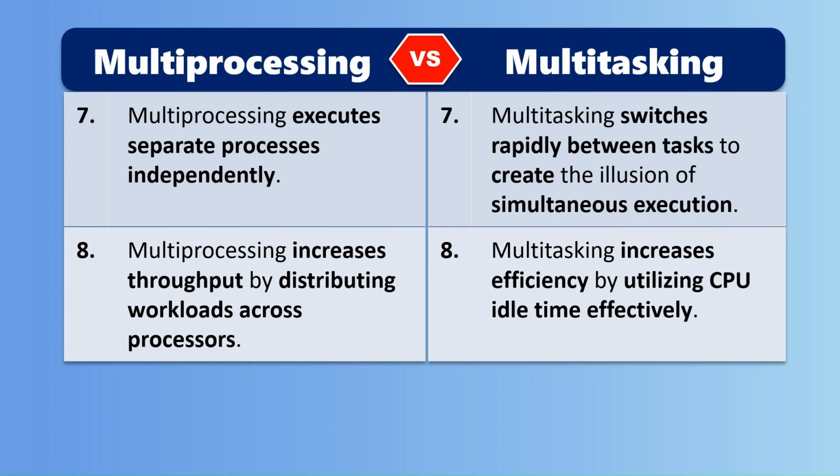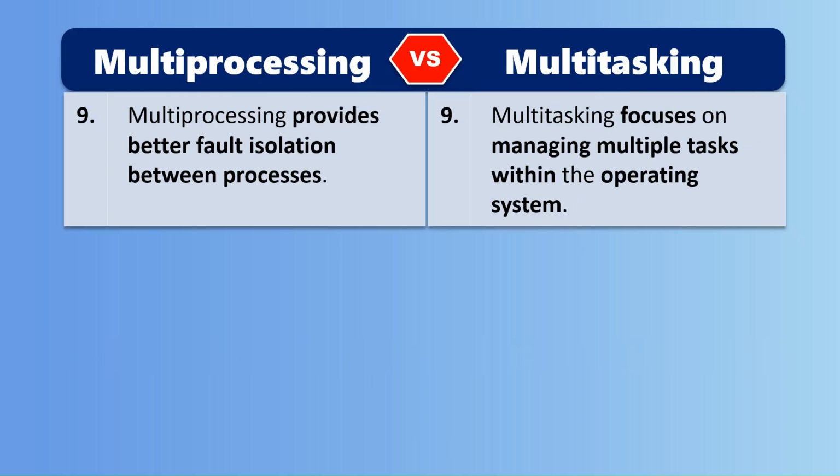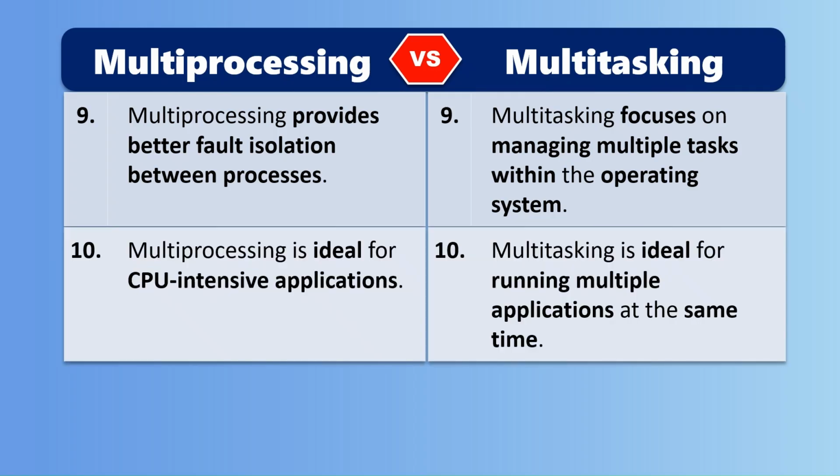Multiprocessing increases throughput by distributing workloads across processors. Multitasking increases efficiency by utilizing CPU idle time effectively. Multiprocessing provides better fault isolation between processes. Multitasking focuses on managing multiple tasks within the operating system. Multiprocessing is ideal for CPU-intensive applications. Multitasking is ideal for running multiple applications at the same time.